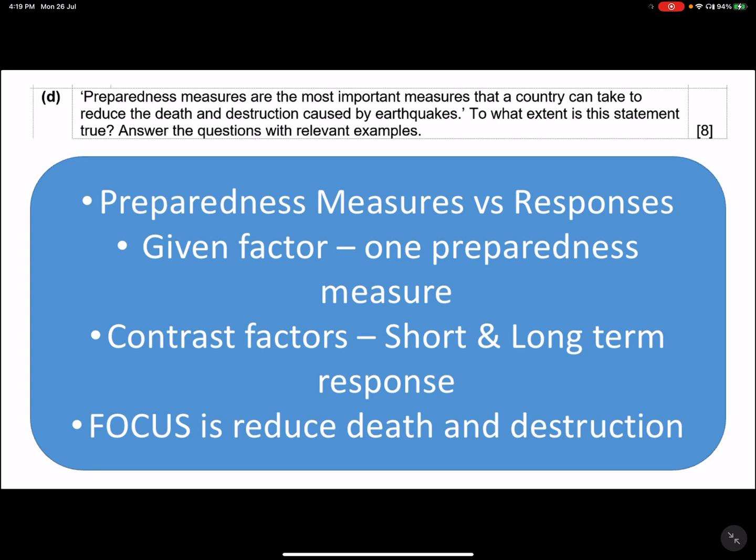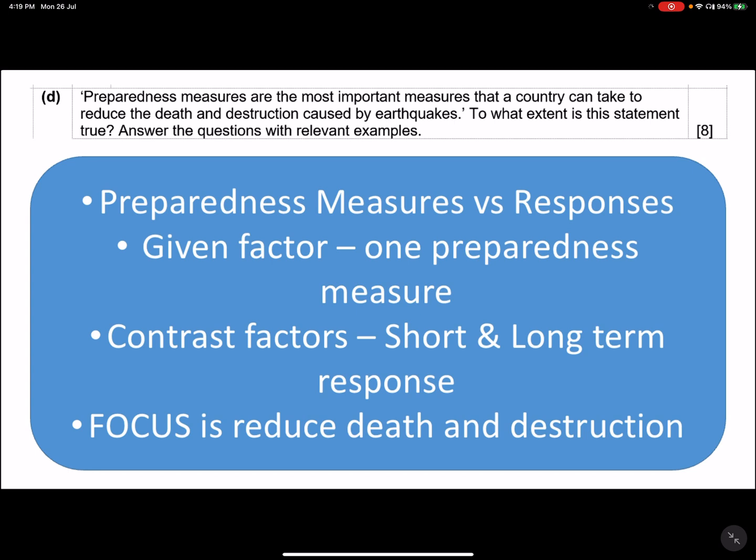So what can you do? You're looking at preparedness measures against responses. The given factor is a preparedness measure. Which one is up to you. Can I use two preparedness measures and one response? Sure. The contrast factor can be a short-term response, a long-term response, or one short and one long. But you must remember there's a hidden requirement within the statement that you toggle a preparedness measure with a response.